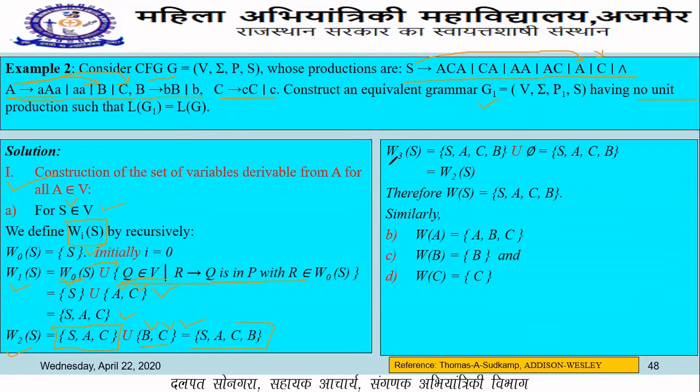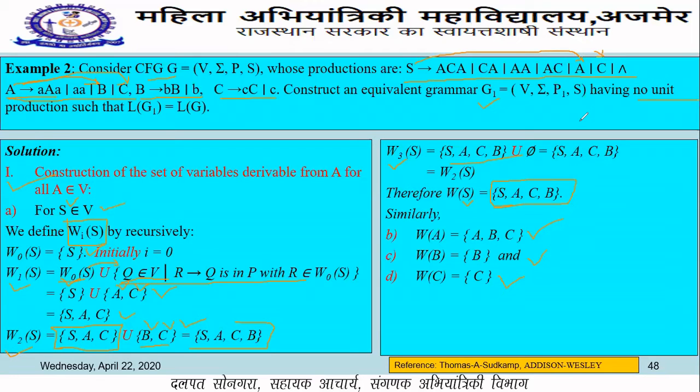Now we go for the next iteration. In this next iteration, we don't find any new variable which is derived by S, A, C, B. So our final answer, the set of all variables which are derived by S, is given by S, A, C, B. Hope you understand this. Similarly, we calculate W of A, W of B and W of C, because we have these four variables in the set of variables in grammar G.